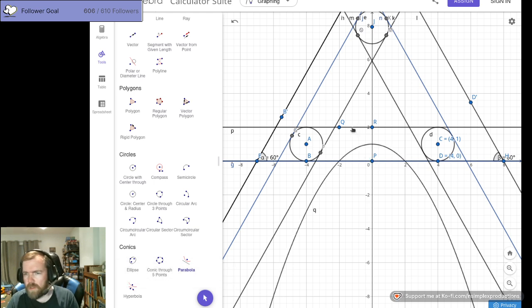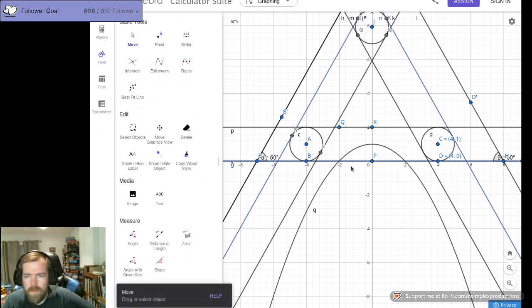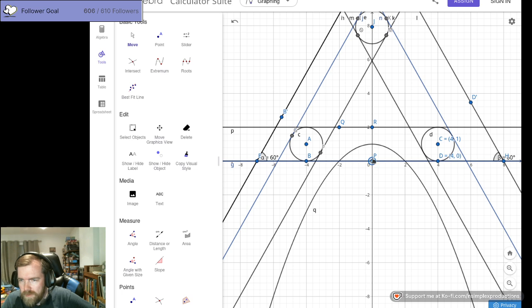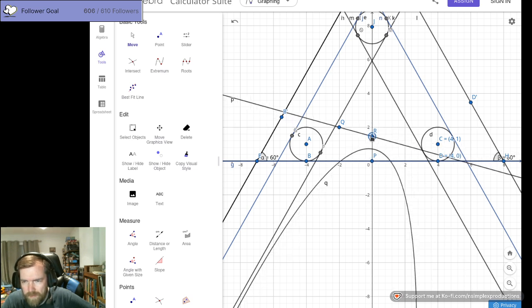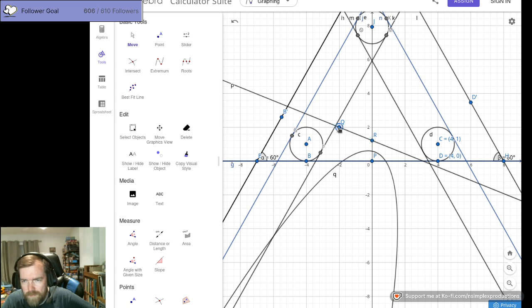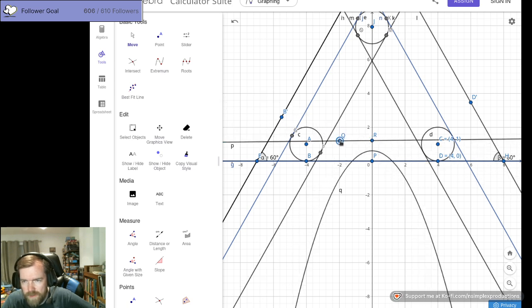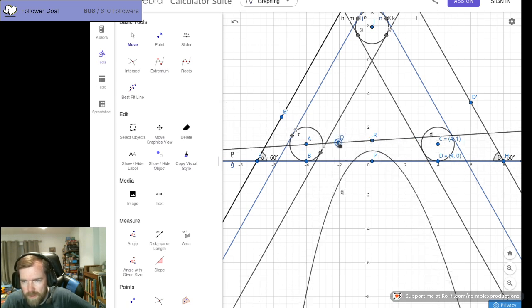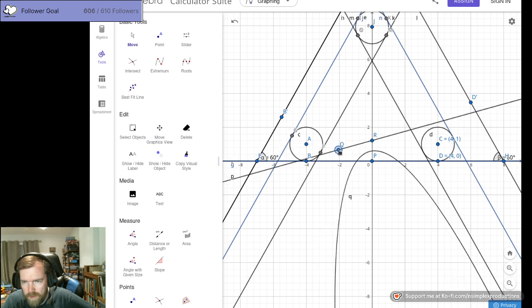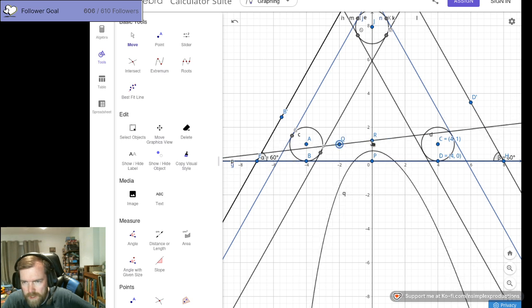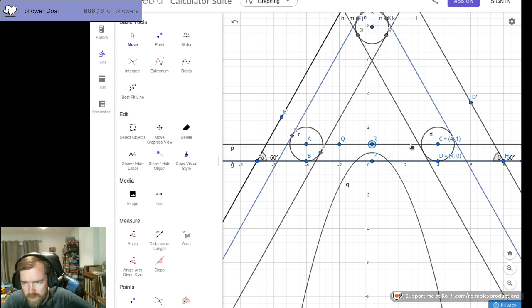Oh, goodness, no. Okay, let's move this up. Should do something. No, you cannot do that. How dare you? We can move the directrix. We are not allowed, under any circumstances, we're not allowed to move the focus.